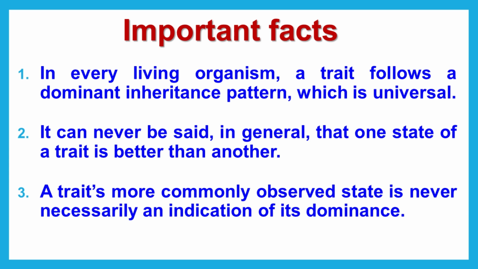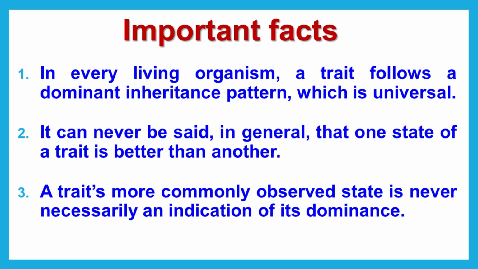I also want to clear three important facts. First, in every living organism, a trait follows a dominant inheritance pattern which is universal. This means that when Mendel found out that tall plants in green peas are dominant to short plants, this is the trait inheritance pattern, and regardless of where you're living on planet Earth, this pattern rules in green peas.